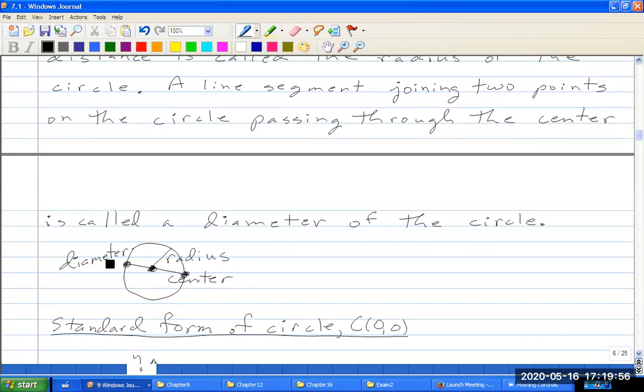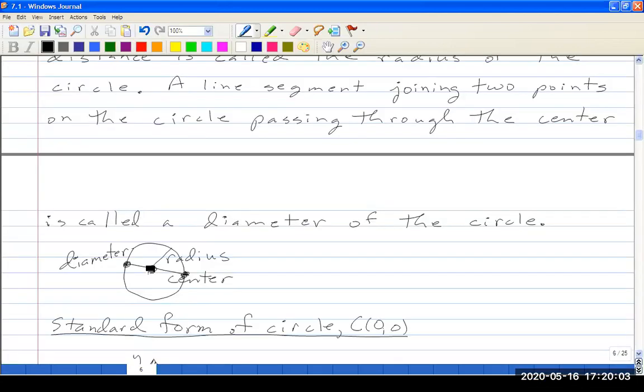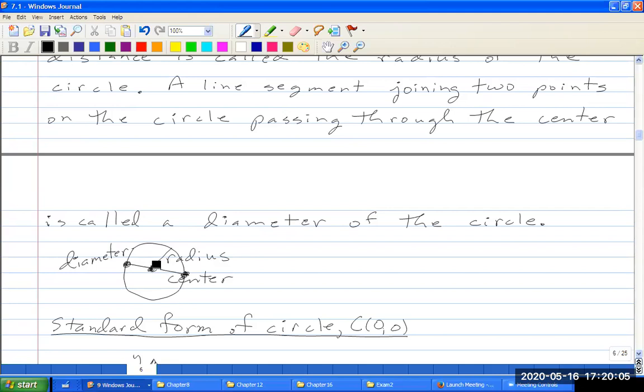And so a circle is the locus of all points equidistant from the center of your circle. This distance that they're all equidistant from is called the radius. A diameter is a line segment connecting two points on the circle, passing through the center of the circle.